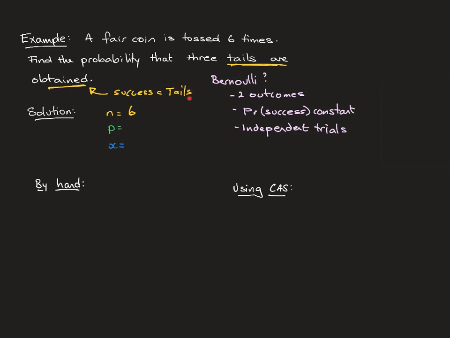So what's the probability of tails? It doesn't say in the question, it doesn't have a probability listed, but it does say that we're using a fair coin, and a fair coin means that it has equal chance of landing heads and equal chance of landing tails. So our probability of success, our probability of landing tails, is a half. Find the probability that 3 tails are obtained. So we're looking for x is equal to 3.